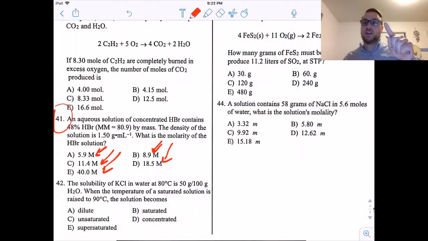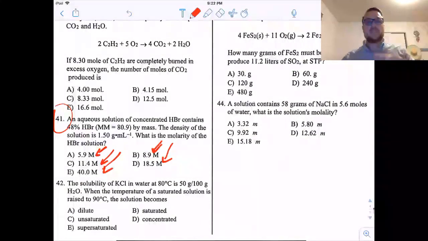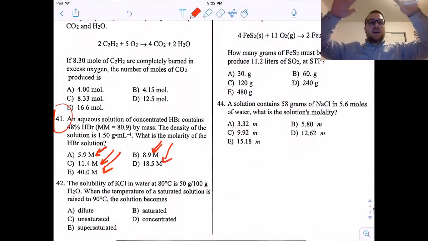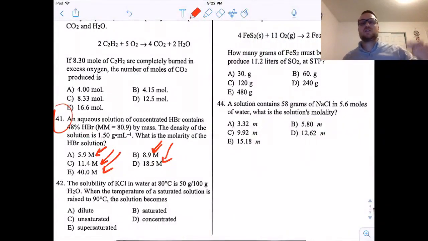I have the density. From the density, I can cancel out my liters. Then I'll have mass, the mass of the entire solution. It tells me the solution is that percent of HBr. Take the percent of that mass. Then I can take that mass, get moles. Should be done.